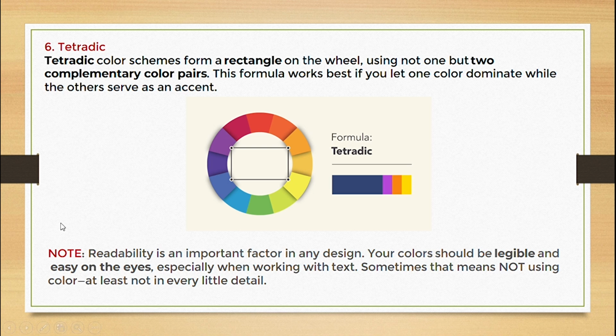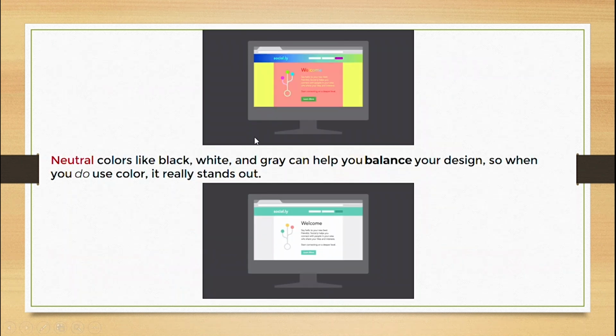So moving on. Note, readability is an important factor in any design. Your color should be legible and easy on the eyes, especially when working with text. Sometimes that means not using color, at least not in every little detail. What this part is telling us is that readability is very, very important. You should design something that communicates, that people can read. There's an example here. It's like a landing page, a website landing page.